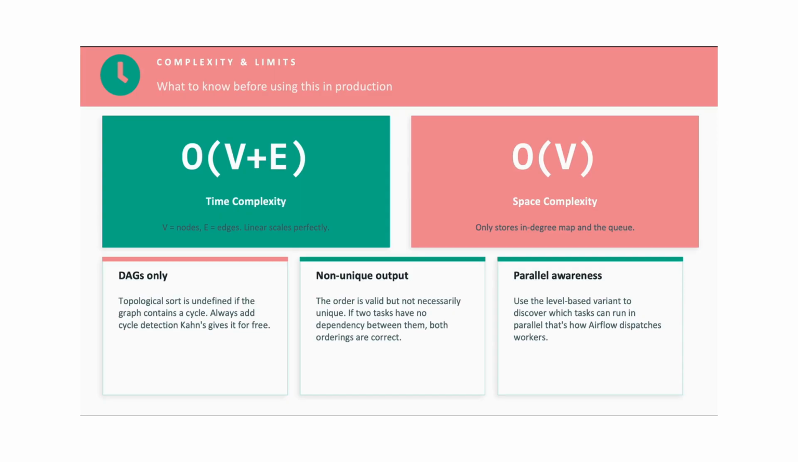The third thing that you have to remember is to use the level-based variant to identify which tasks can run in parallel. I showed a version of that in the Python file linked in the description. It groups tasks by execution level and is what Airflow builds its worker scheduling on.